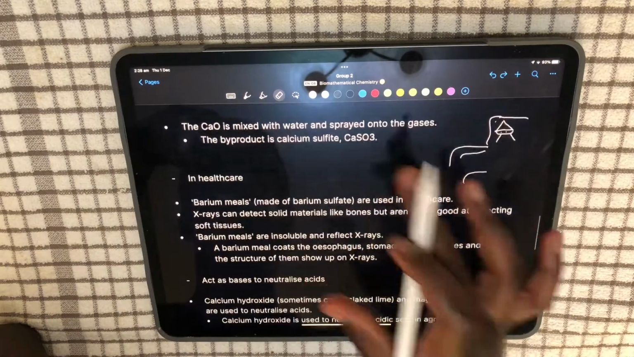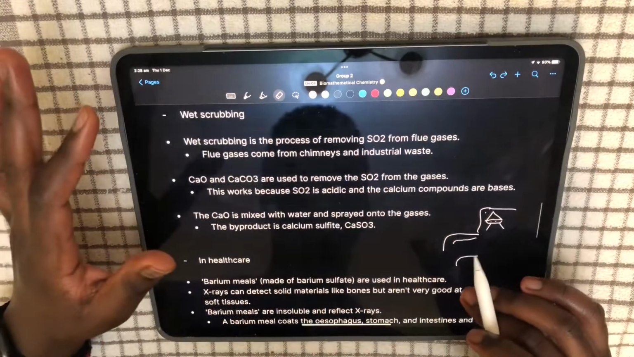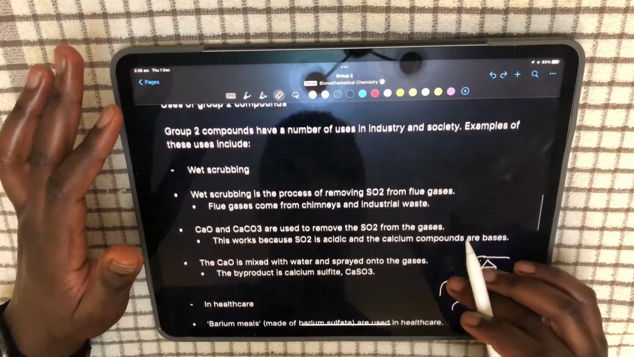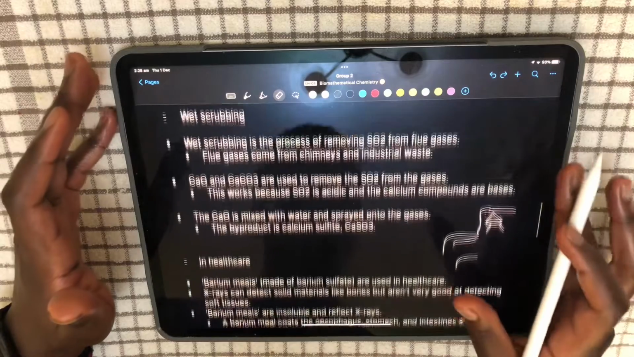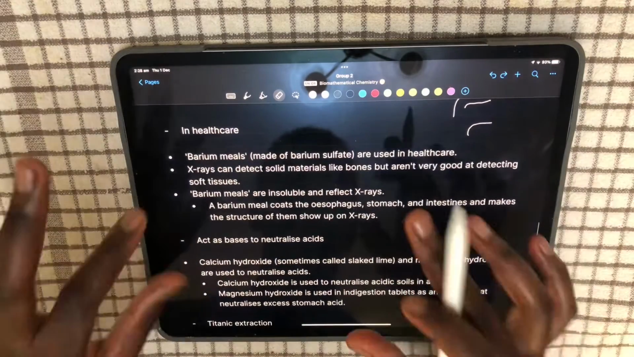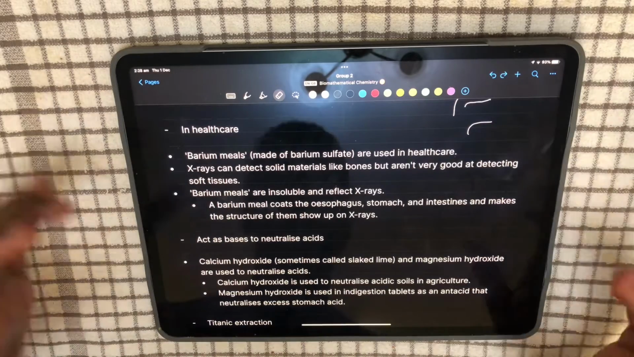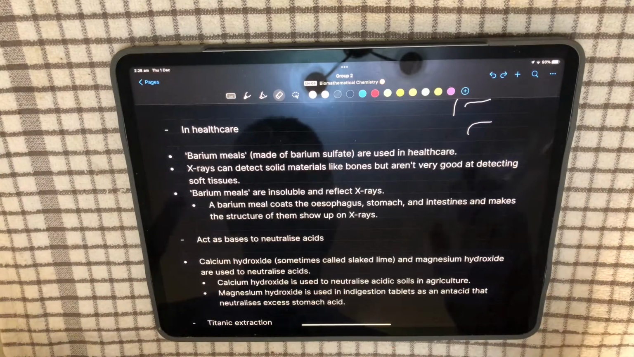Alright, so there are other uses. That's one thing you can use it for. One use for calcium oxide, and then in healthcare, this is one that usually comes up most. The one that is easiest to remember for people. So, one of them is barium meals.